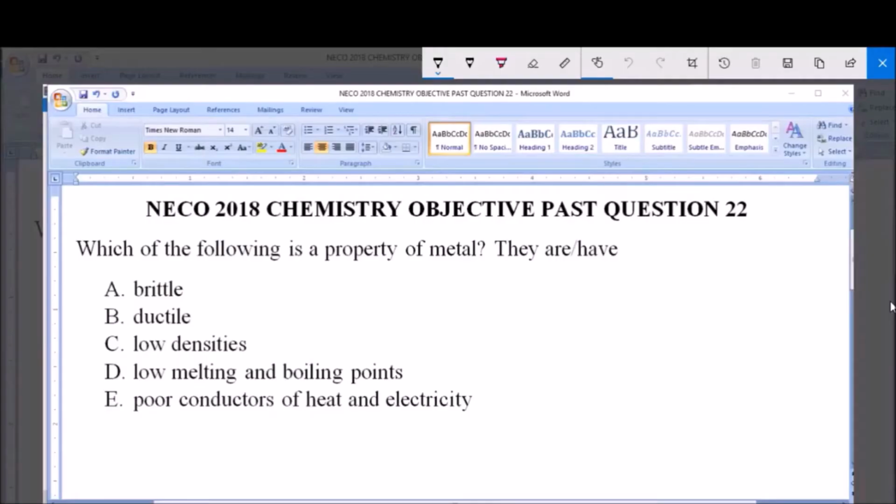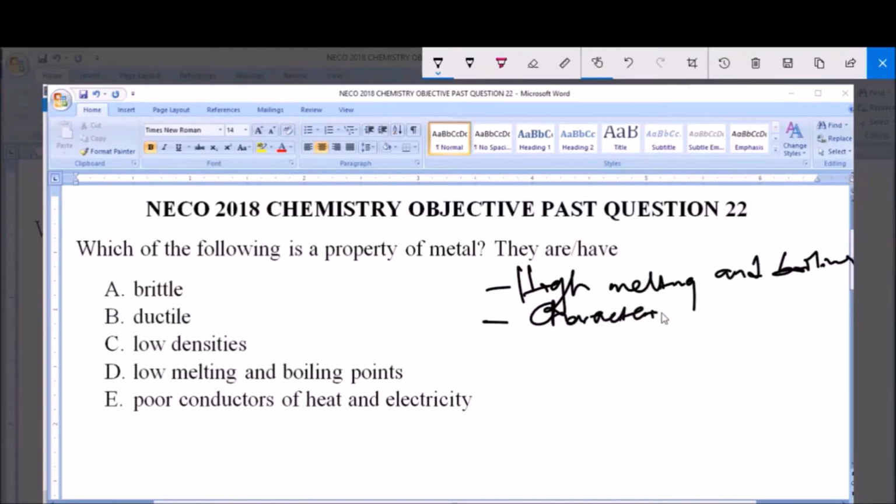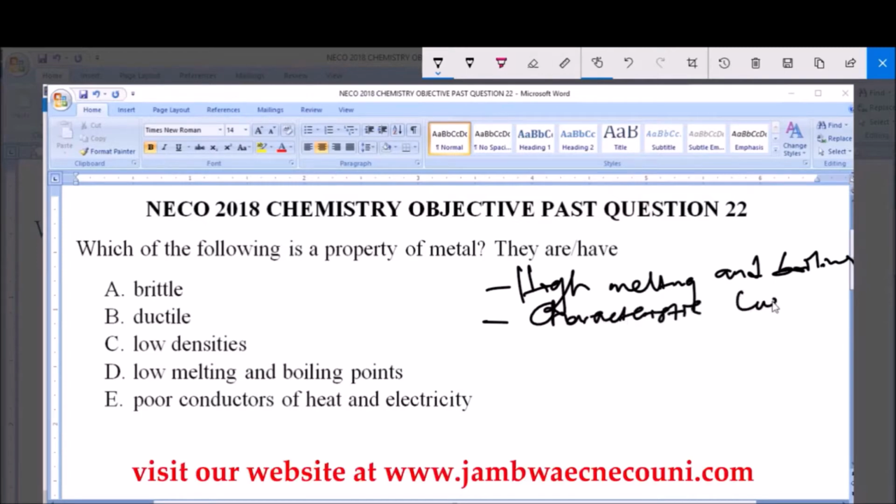Good day and welcome. I'll be answering NECO 2018 Chemistry Objective Past Question 22. Which of the following is a property of metal? Now, the physical properties of metal include: one, high melting and boiling points. Two, metals have characteristic luster, that is, they have their characteristic color peculiar to them.